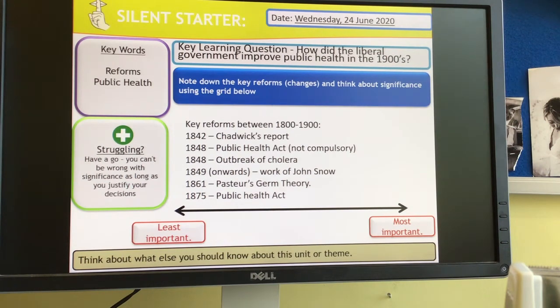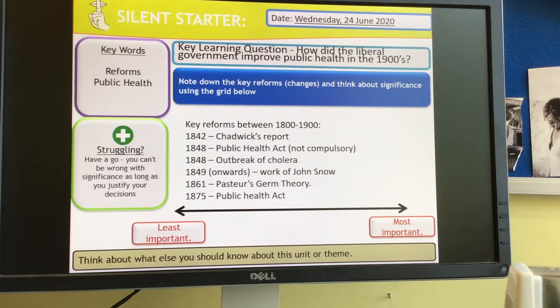Now I know there are some key reforms underneath which you'll have heard about and done a little bit of work on beforehand, and what we'll revise also in Year 11 and in Year 10. But the Liberal government here that we're going to look at today is the start of the 1900s and the build up to World War One, and the government begin to take a little bit more responsibility now for people's health. So the first task is obviously jot down the key learning question about how did the Liberal government improve public health.